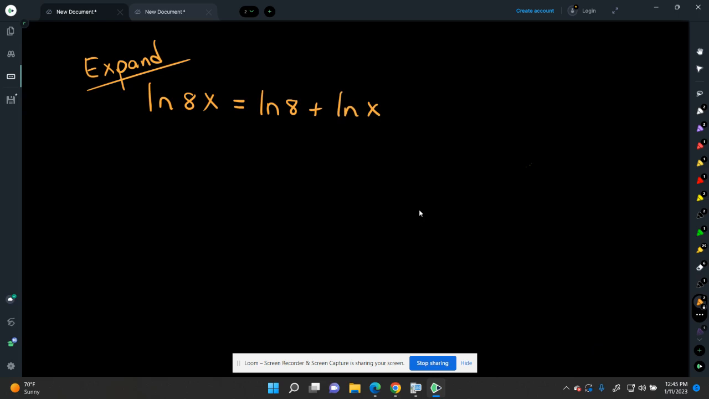So for the natural log, is it an L then? It's ln. Okay, and it's not an uppercase, it's a lowercase l.